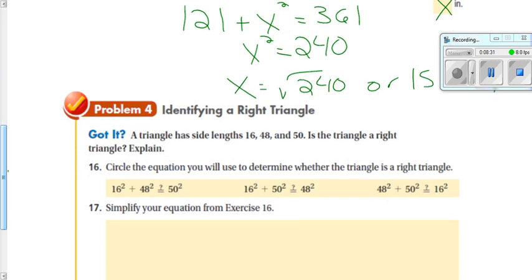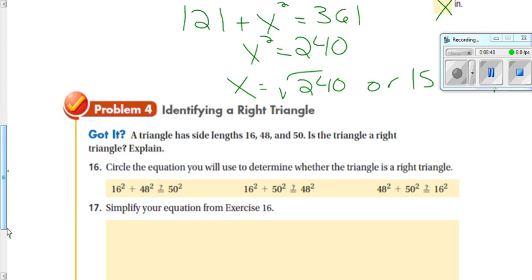Problem number 4, identifying a right triangle. We can actually use this information to also determine if triangles are right triangles. We kind of talked about that on the first page. So not only are we using it to solve, but to figure out if it's a right triangle. A triangle has side lengths 16, 48, and 50. Is the triangle a right triangle?